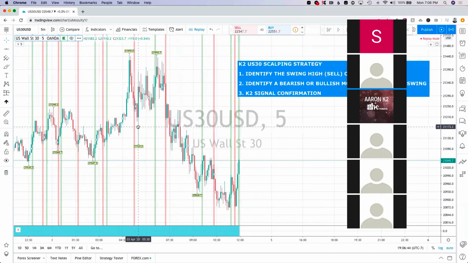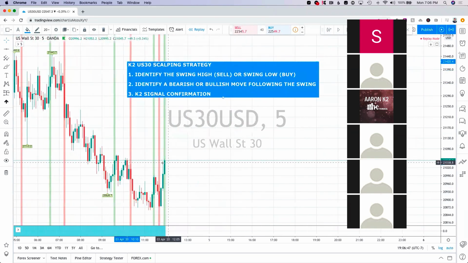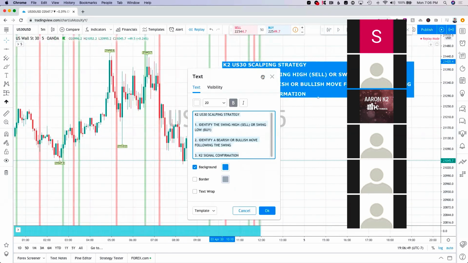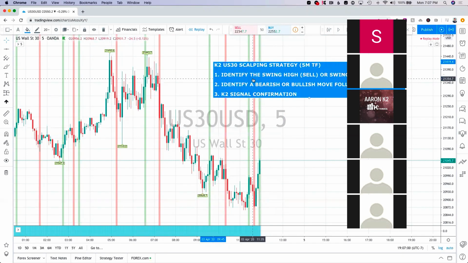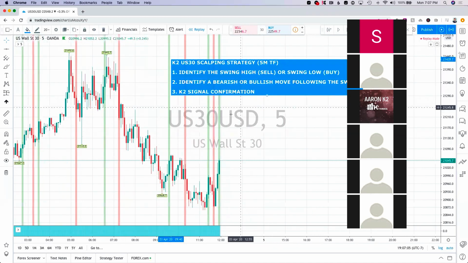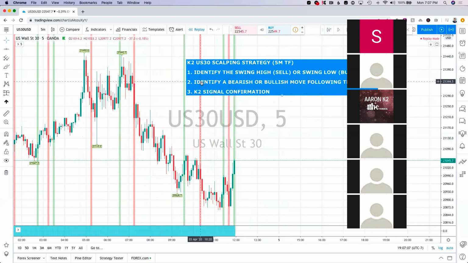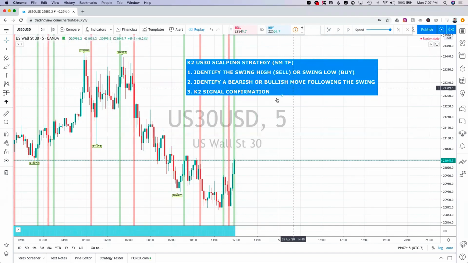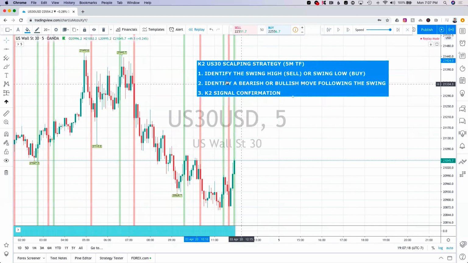All right, so back to the K2 US 30 scalping strategy. For this strategy, I use the 5-minute. To apply it, you need to know basic price action to identify the swing high and swing low, and whether there's a bearish or bullish movement following the swing. First, make sure there is a swing high or swing low.